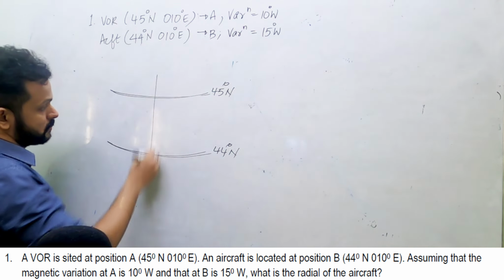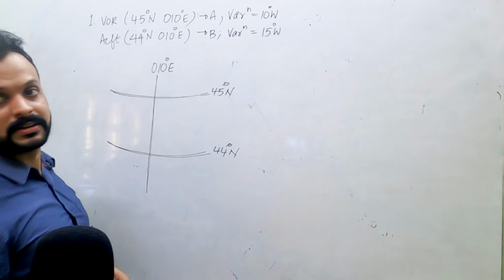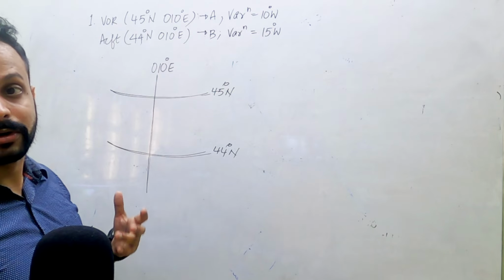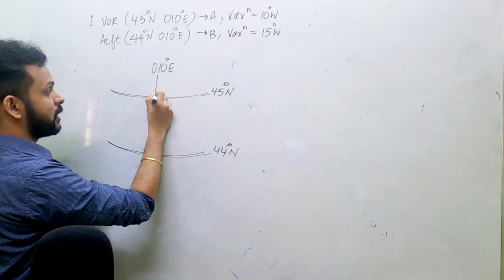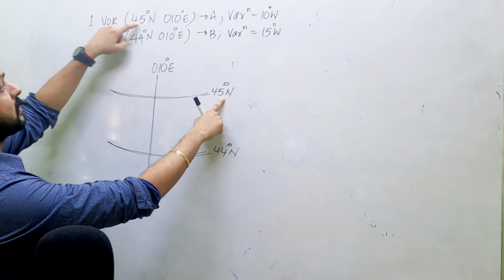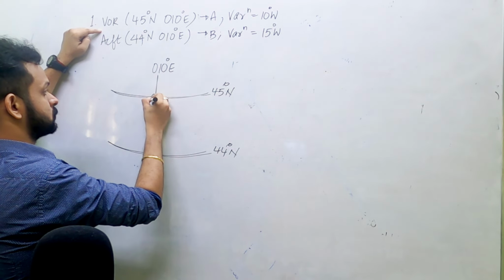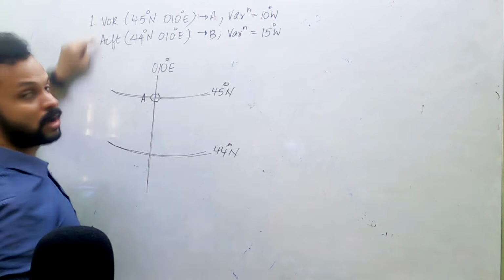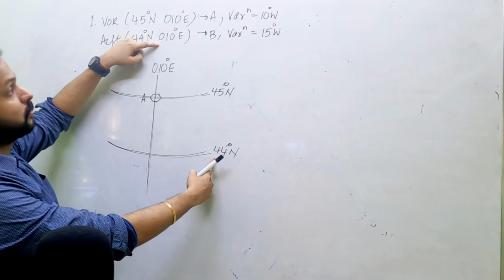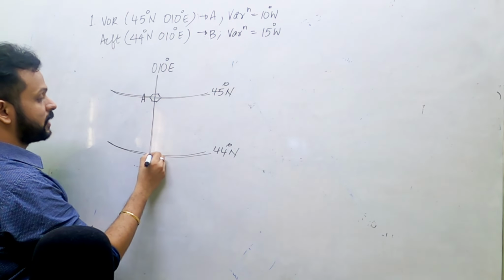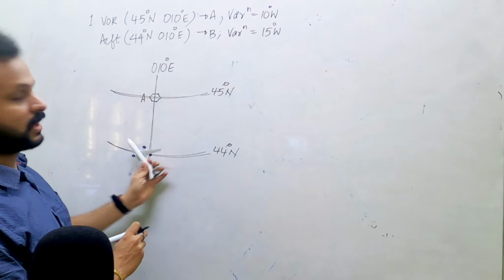So let's draw the meridian here. The longitude value of the meridian is 10 degrees east. Now, it's again important to mark the VOR and aircraft properly. This is the point where your 45 degrees north is intersecting with 10 degrees east, and that is where the VOR is. So the VOR is right here. This is point A, where you have the VOR. Where 44 degrees north latitude coincides with 10 degrees east longitude, this is where you have the aircraft. Doesn't matter what the heading of the aircraft is, so I'm just placing the aircraft by a dot here, but this is the aircraft, right?